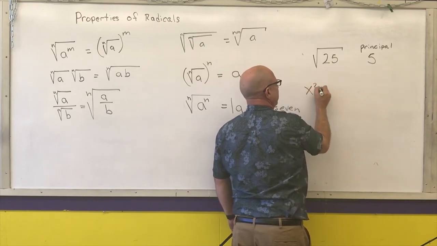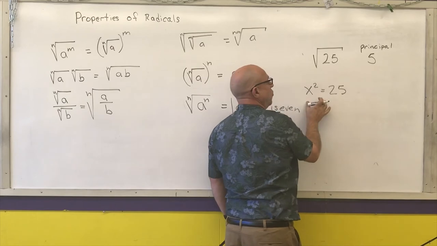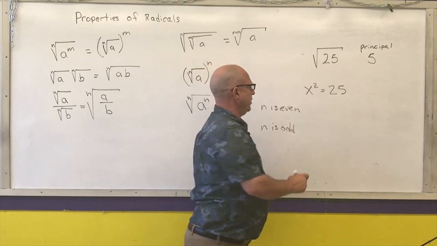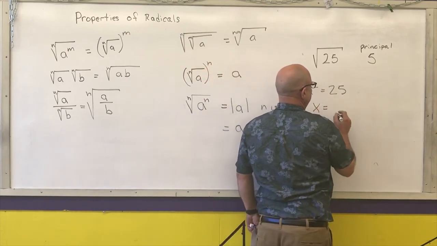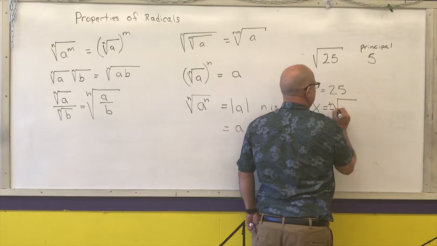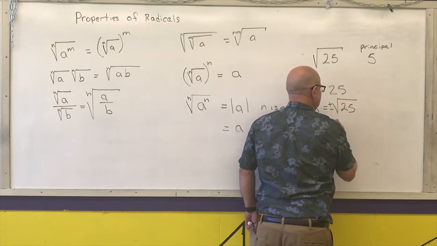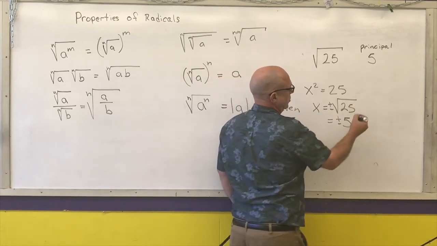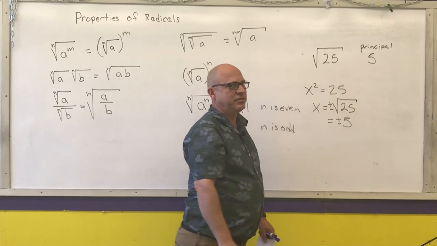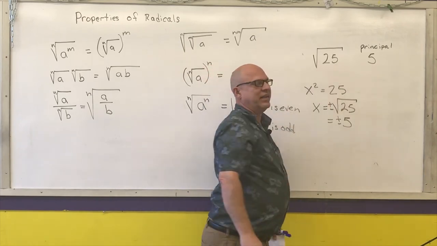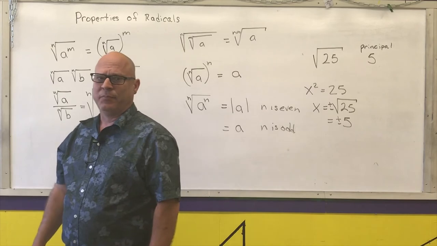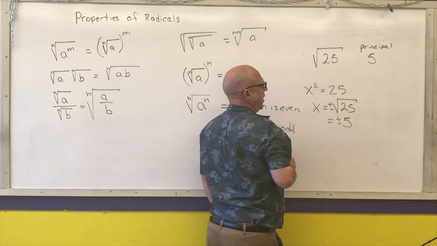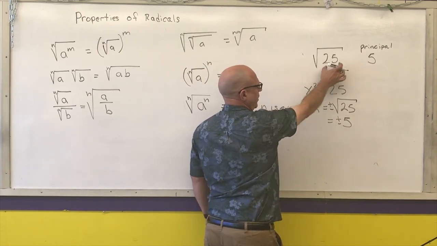If I say x squared is equal to 25, and you want to change this to root notation, you need to remember that even roots, I'm going to have two answers. So if you're the one that's taking the root, you need to remember that you're going to have more than one answer. If they have it written down and they're asking you to evaluate it, you just need to provide the principal root.